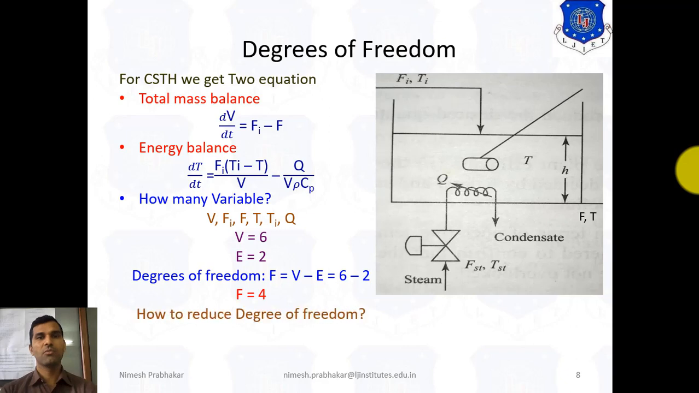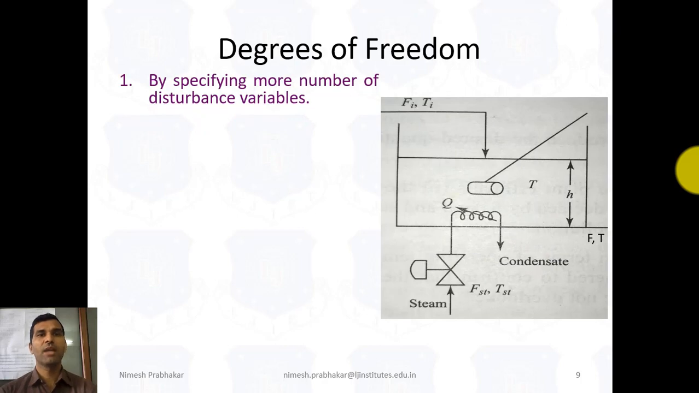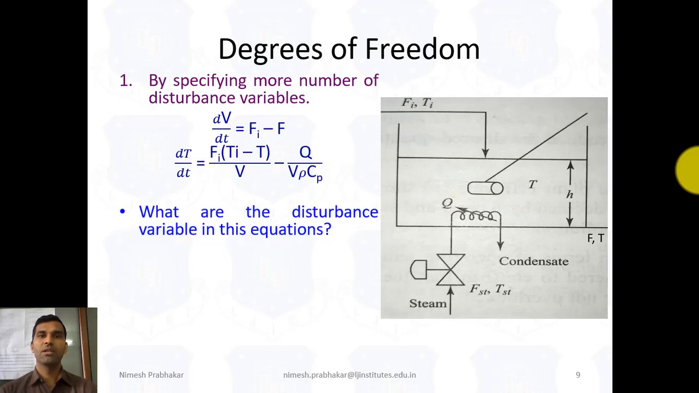So the question occurs in mind: how to reduce the degrees of freedom, or in other words, how can we make this system exactly specified? To make this system exactly specified, we know two ways. The first way is by specifying more disturbance variables. In this system, what are the disturbance variables in these 2 equations?